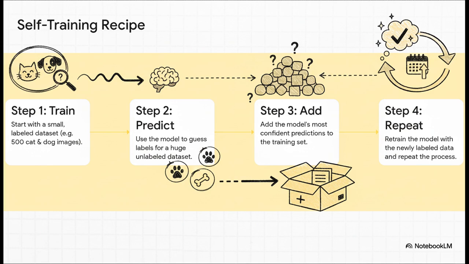Step 2, you take that model and you just unleash it on a huge unlabeled data set, and you let it guess. Cat, dog, cat. Step 3, and this is the really clever part, you look at all its guesses and you take the ones it's most confident about and you basically say, okay, we're going to treat these as if they're real labels now, and you add them back into your original training set. And then, step 4, you just repeat the whole thing. You retrain the model with this new, slightly bigger data set.